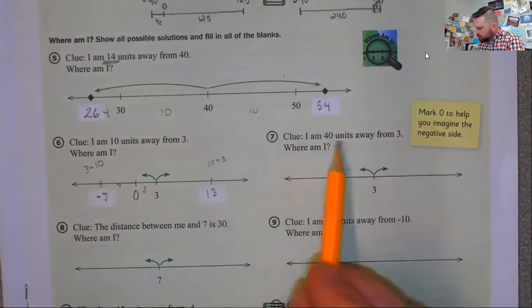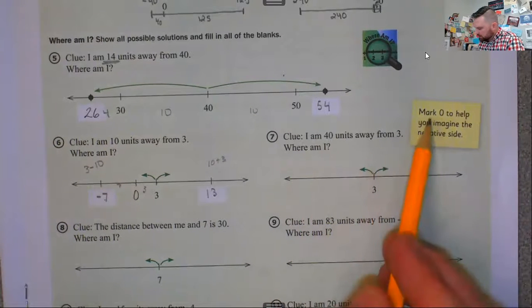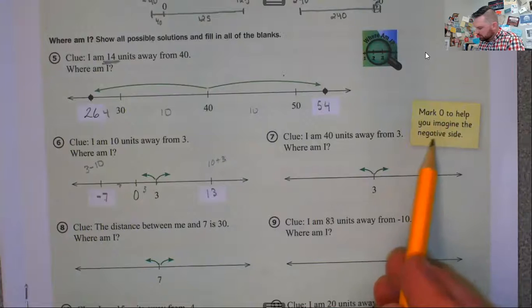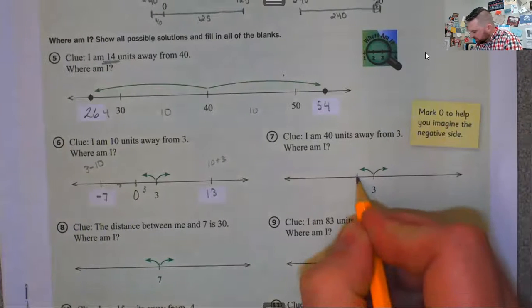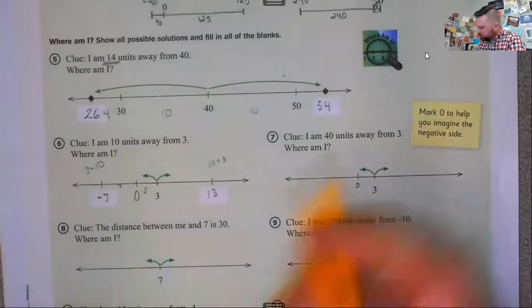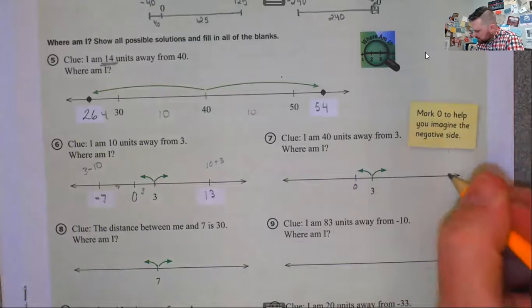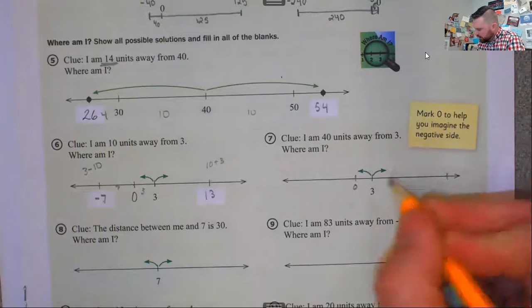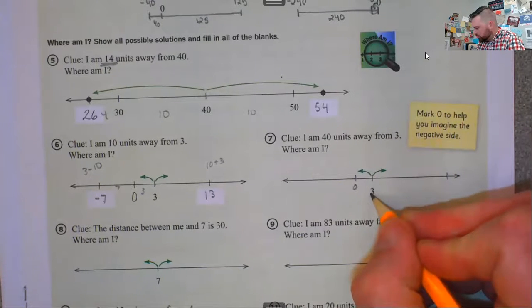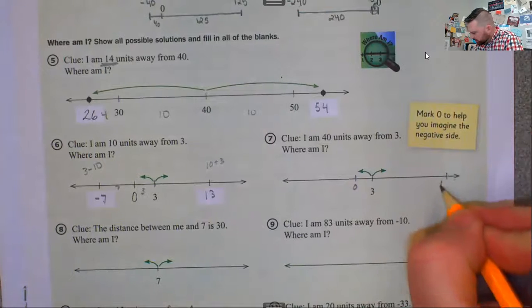I'm 40 units away from 3. Where am I? And it says mark 0 to help you imagine the negative side. So here's 0 right here. Okay, 40 units away. So I got this number over here, 40 units away. I'm already at 3. If I go 40 more, that would be 43.